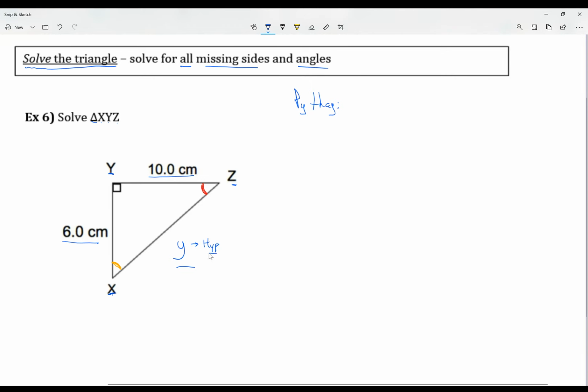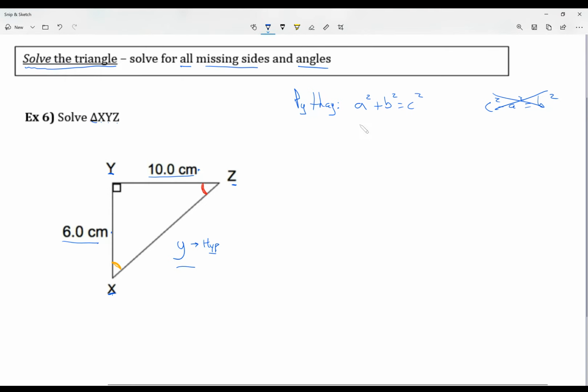I'm looking for the hypotenuse, so I'm going to use the version of Pythag that is a squared plus b squared equals c squared. If I knew the hypotenuse, but I didn't know one of the legs, so like this 10 or this 6, I would use the version of Pythag that would be c squared minus a squared equals b squared. But we're not using that one in this case because we're trying to find the hypotenuse.